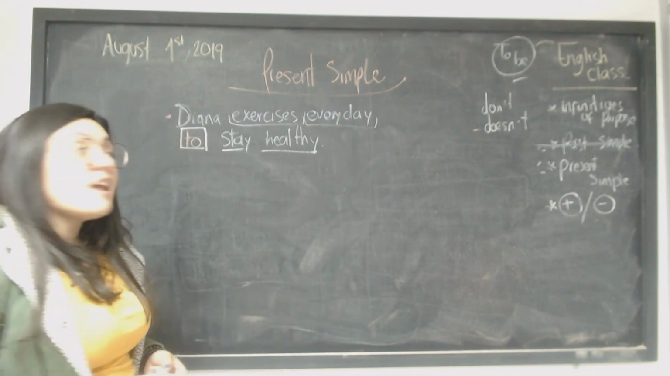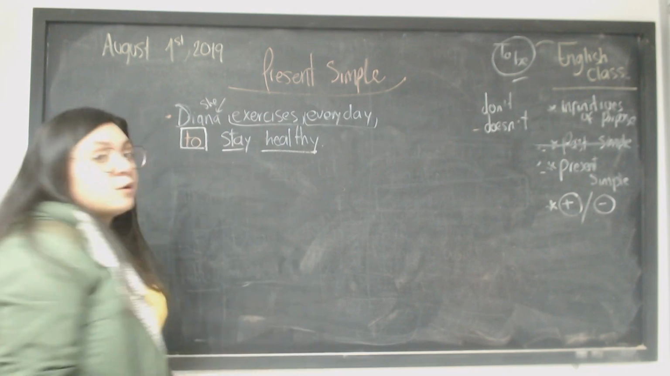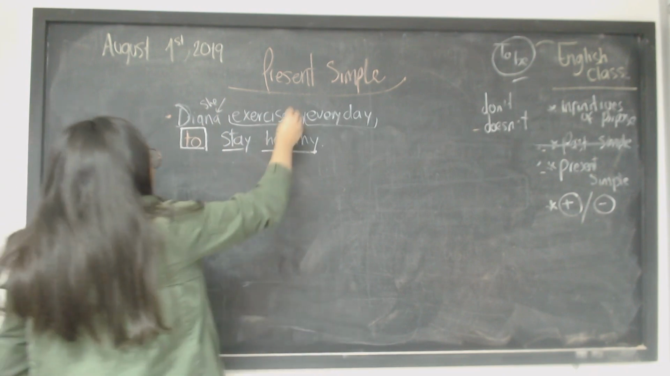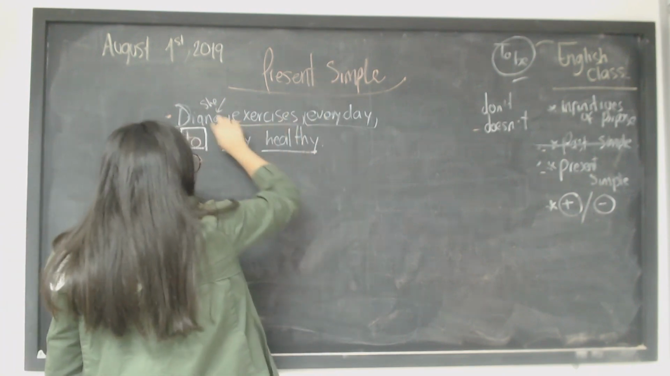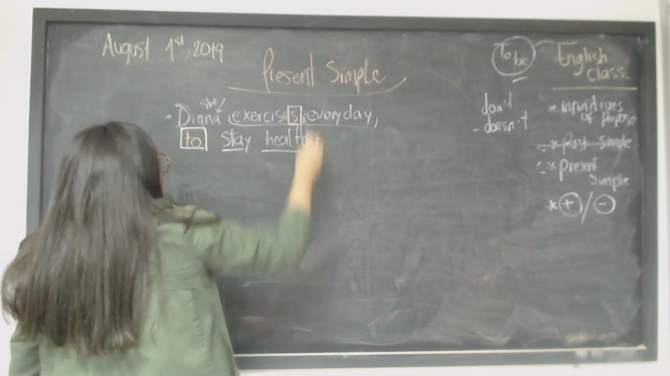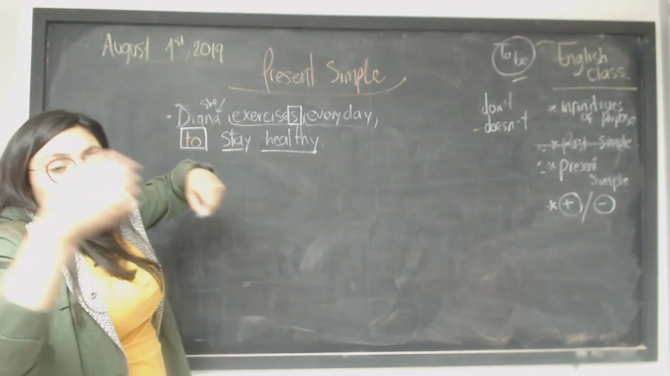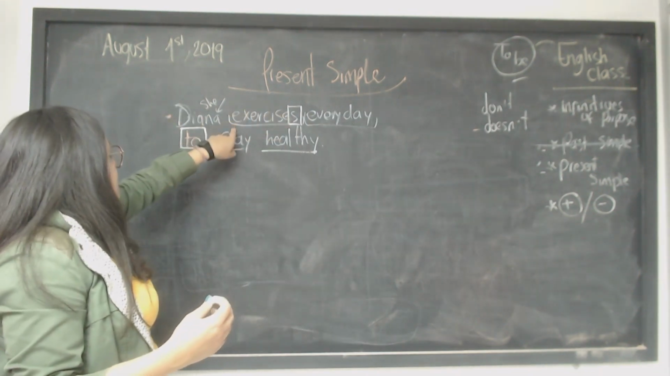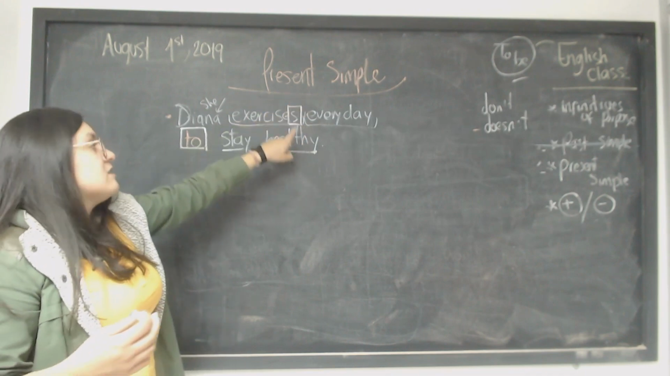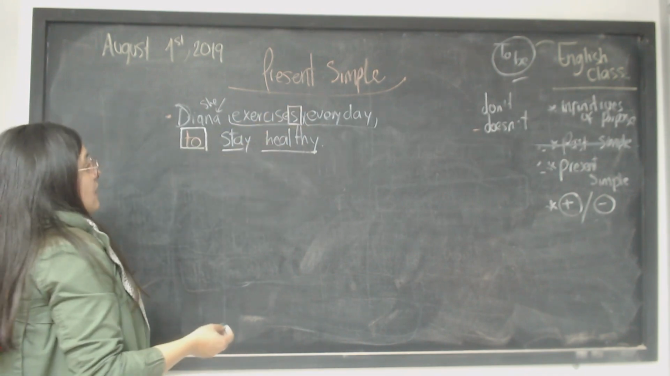Remember that Diana is a she. Is a girl. She is a third person. So when I have a verb in present simple that is with a third person, I have to add an S. Acuérdense que Diana es una niña. So ella es una tercera persona. A las terceras personas en el presente simple les agrego una S. Okay? So Diana exercises every day to stay healthy.